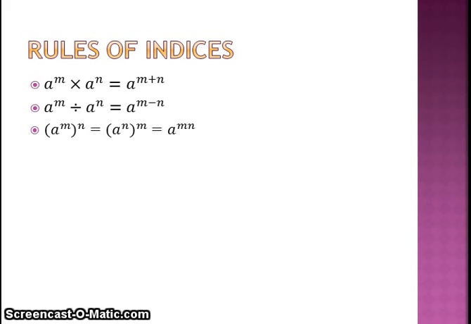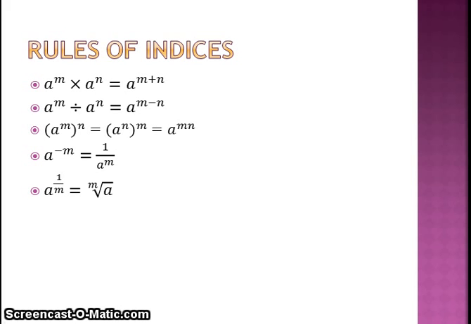Followed by, if we have a power m and raised to the power n again, it's actually a power of mn. As you can see, the power inside the bracket and the power outside the bracket are multiplied together. And we'll have a to the power of negative m. The negative attached to the power actually indicates a fraction, with denominator, 1 over a power m.